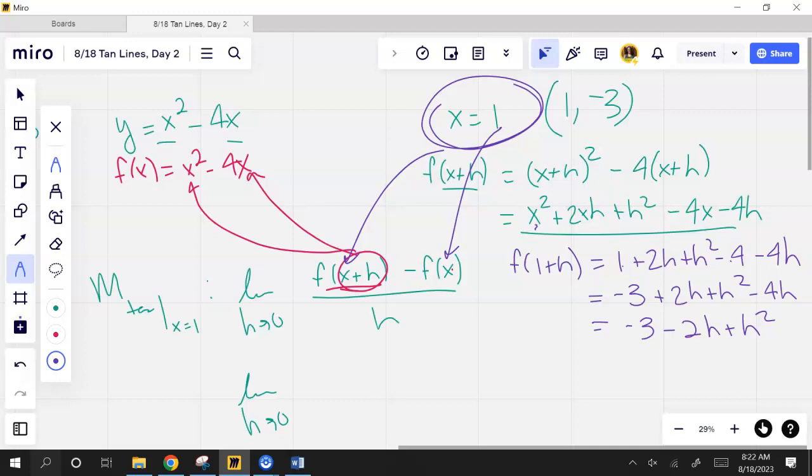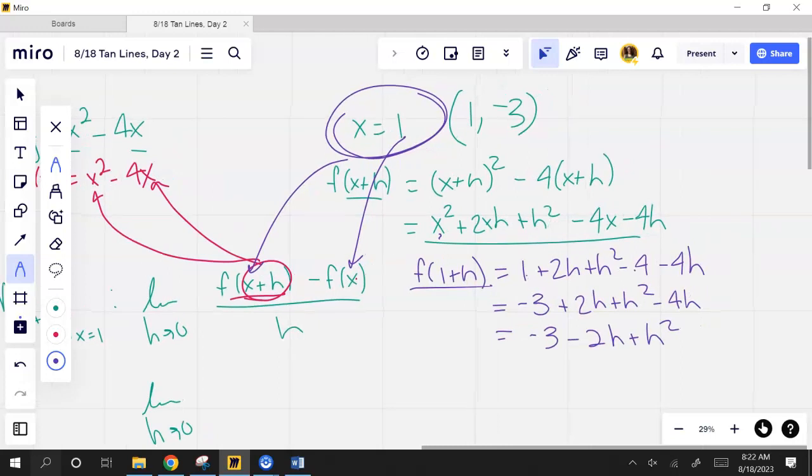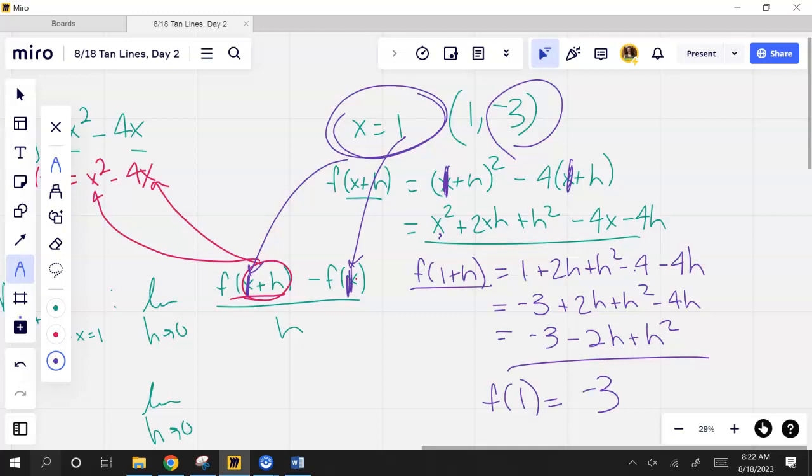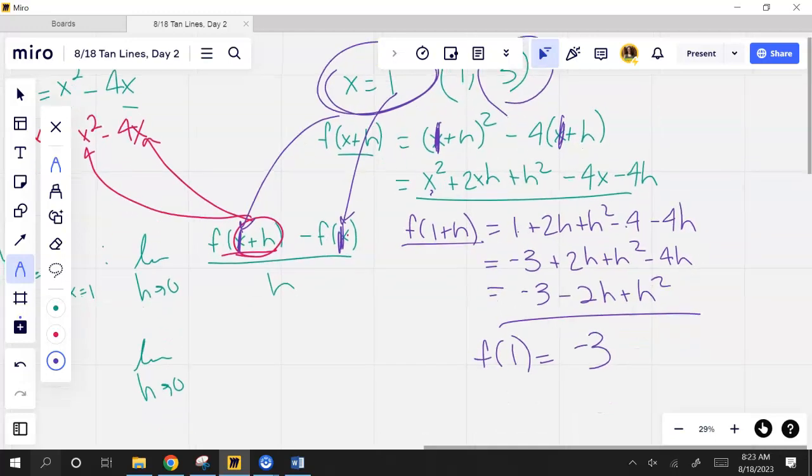Are y'all okay there? Whether you did it here or whether you just went straight in, you put 1 here and 1 here. Either way, this is what you should come back to. Are y'all with me? And then here, this is 1 plus h. I also need f of 1. F of 1 I already did in the beginning. It's negative 3, right?